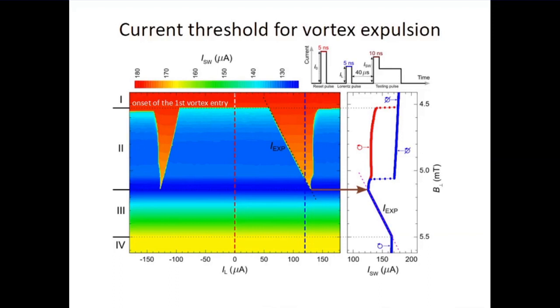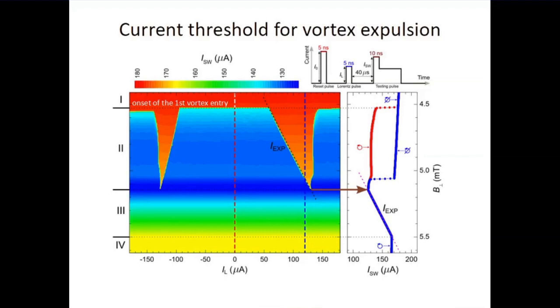Here, this curve is the onset of the first vortex entry. Here you have two curves which are cross sections of the vortex stability diagram map. You see here it is up, then it's low, and then it recovers up again. And here it goes up, and then it goes down. So in principle, this gives you the full information about this simple box. It tells you what expulsion current you have to apply at a given magnetic field.